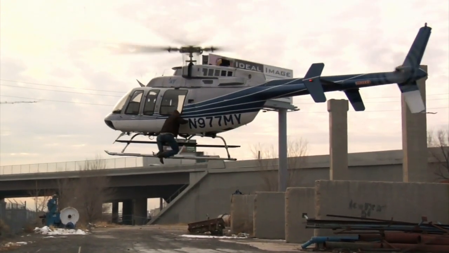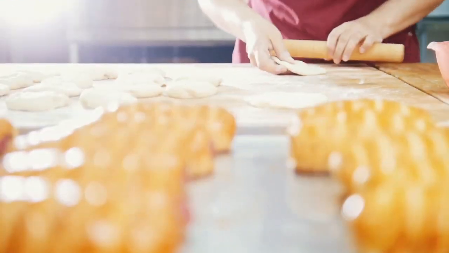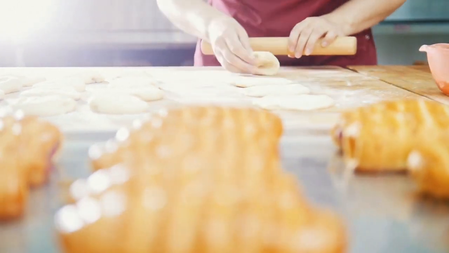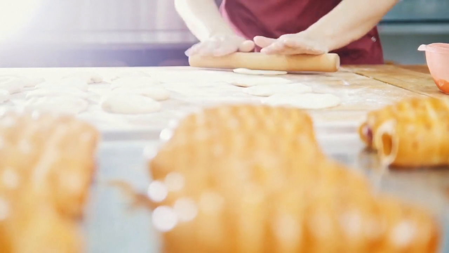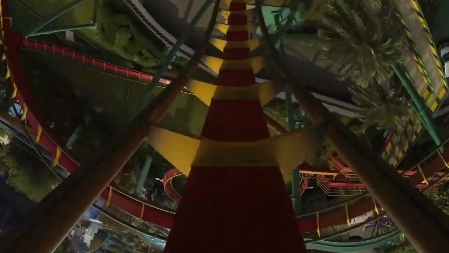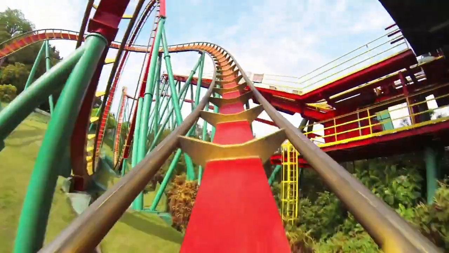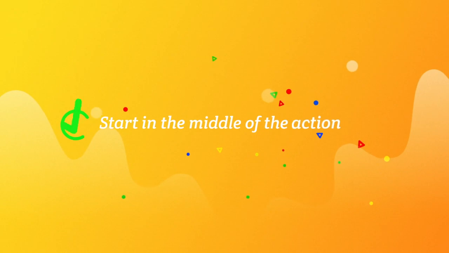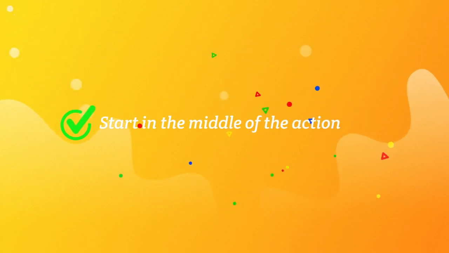Action can be anything from jumping on a helicopter to kneading dough and rolling it out, readying it for the oven. Basically, anything you are writing about can involve action. Since anything can involve action, here are 3 things to remember when using the action strategy. Number 1. Start in the middle of the action.